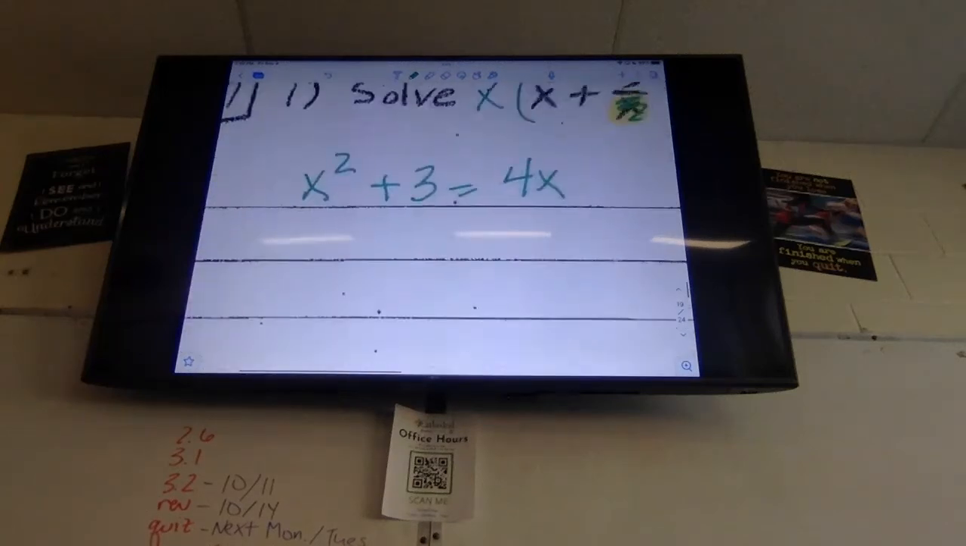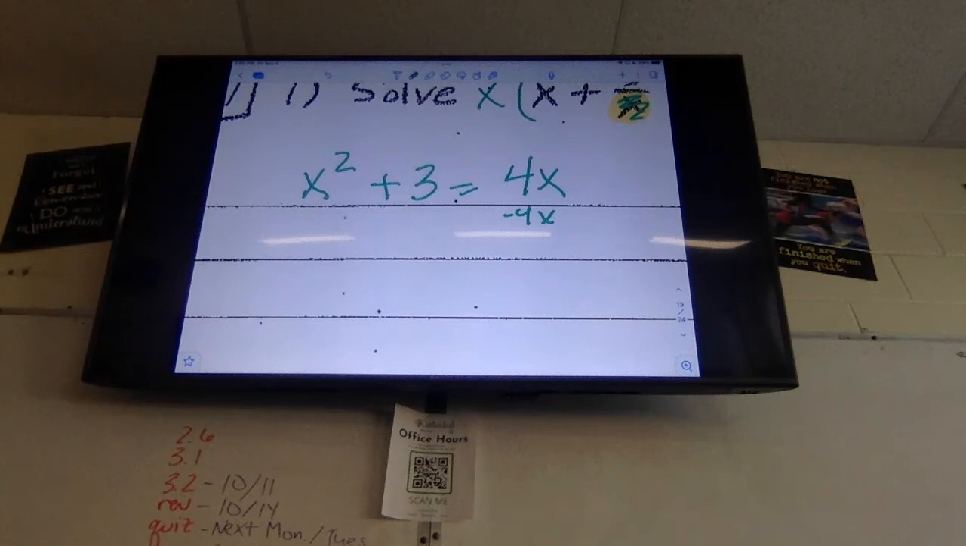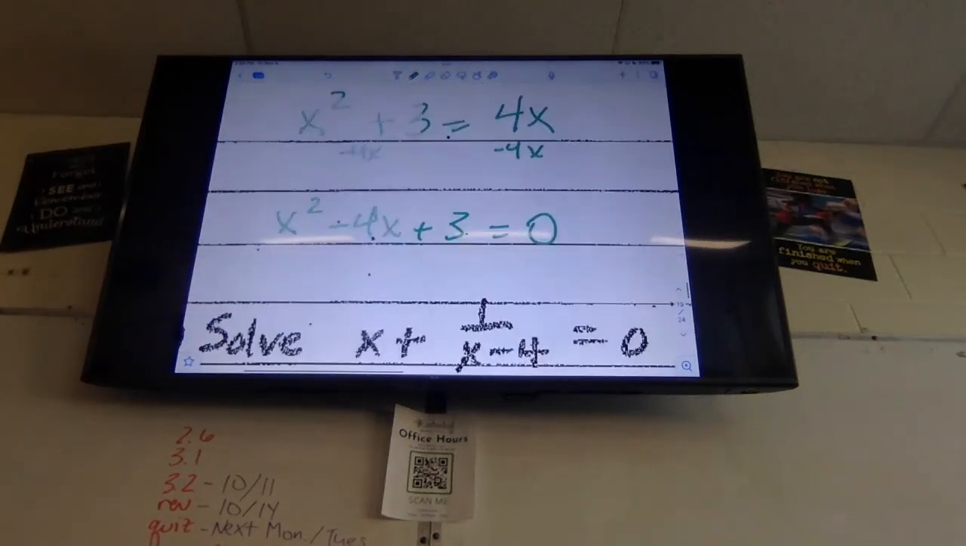Every time you have a quadratic, move everything to one side, so I'm gonna minus that 4x from both sides. So I get x squared minus 4x plus 3 equals 0. And when you have a quadratic equals 0, you can either factor or use the quadratic formula. I think this one factors pretty nicely, right?